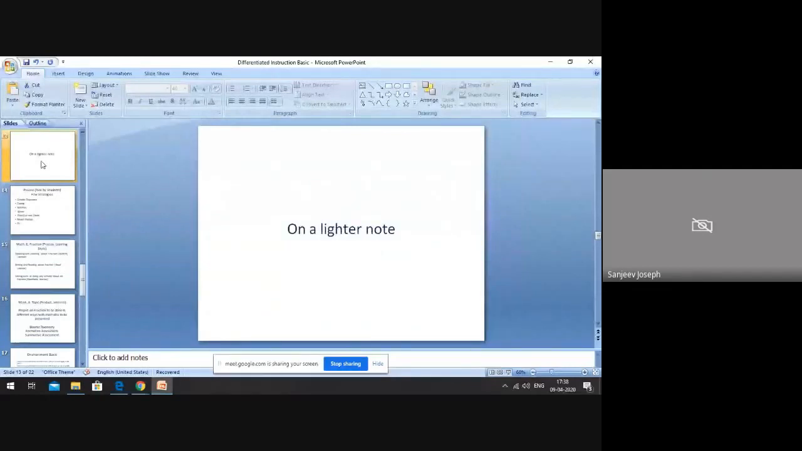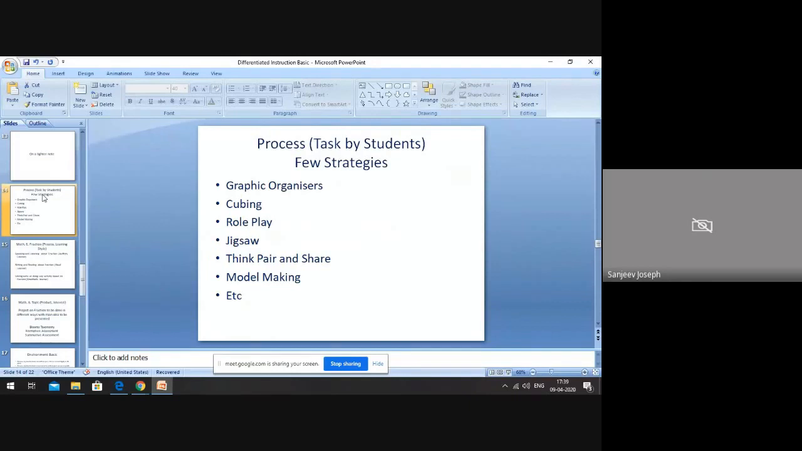We move on to our discussion further with the second kind of basics, the process. Process means many things which the students do after each thing we are doing in the class. It is not the end task, but the very immediate task you want the children to do. A few strategies for this are graphic organizers students can present, cubing, role play, jigsaw, think-pair-share, model making, and many such things which you must be doing.